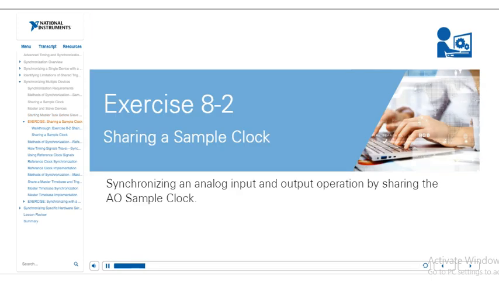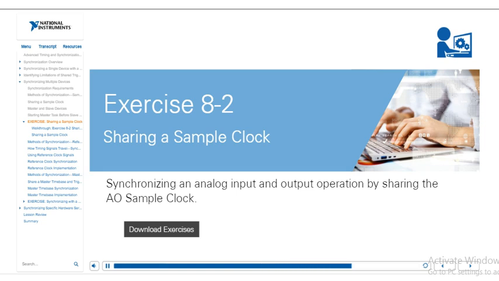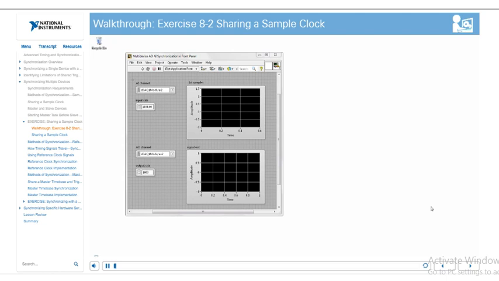In this exercise, we're going to synchronize the analog input acquisition on our CDAC along with the analog output generation using a shared sample clock and hardware trigger. This is the solution walkthrough for exercise 8.2.